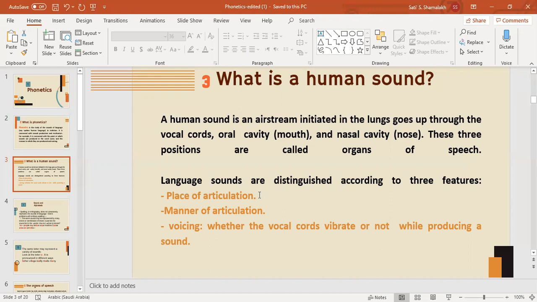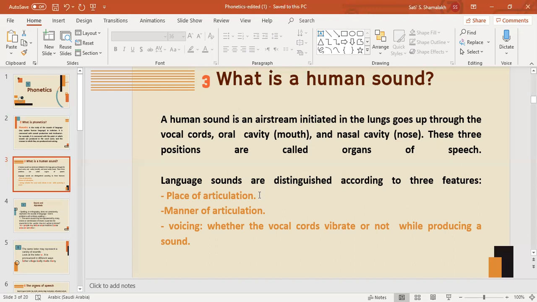And manner of articulation, the second point, means how do we release air. For example, when I say "b," it is pronounced when I let the air come out of my mouth suddenly. B, b. I open my lips. But when I say this, it is called a plosive sound, يعني الصوت الانفجاري اللي بتطلق الهواء منه فجأة.